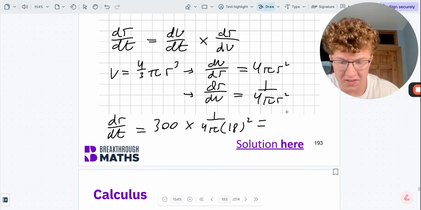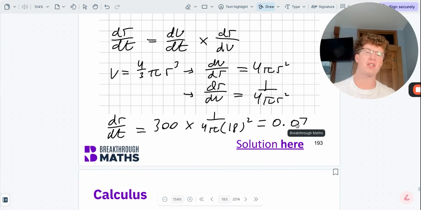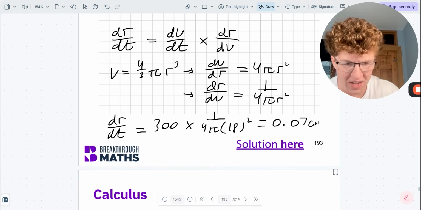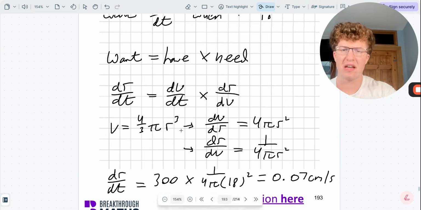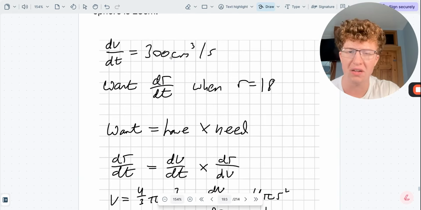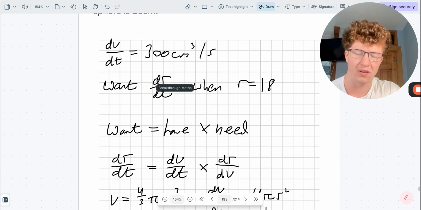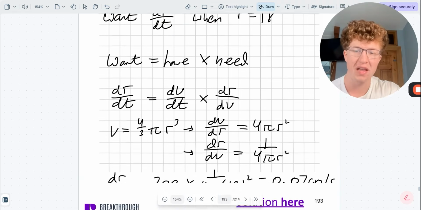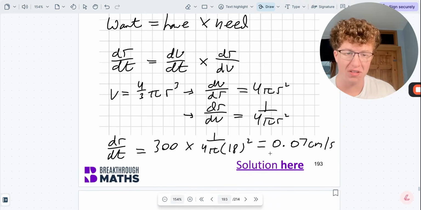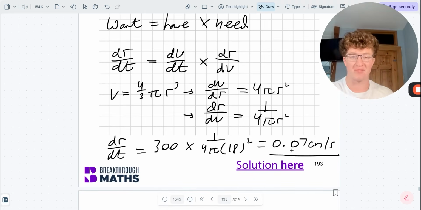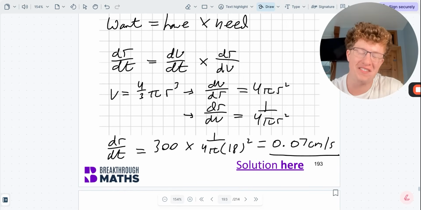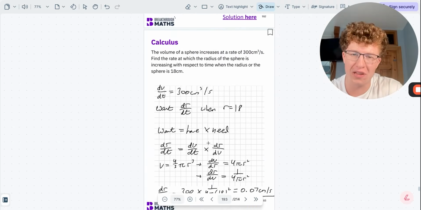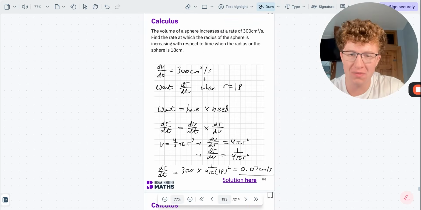We're going to get 0.07. Now, what units? It's going to be centimeters per second, because the radius is in centimeters, because we already had the volume. The volume was centimeters cubed, so the radius is going to be centimeters, and the unit for time is just seconds. So it's going to be 0.07 centimeters per second. That's the rate at which the radius is increasing when it's equal to 18 centimeters.